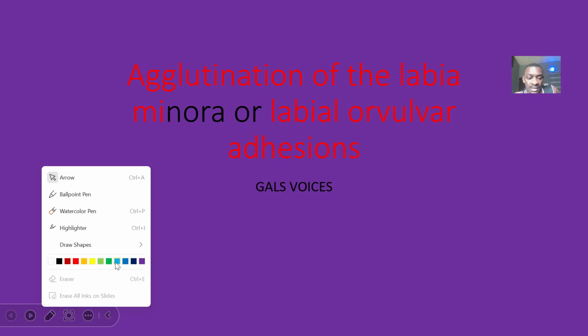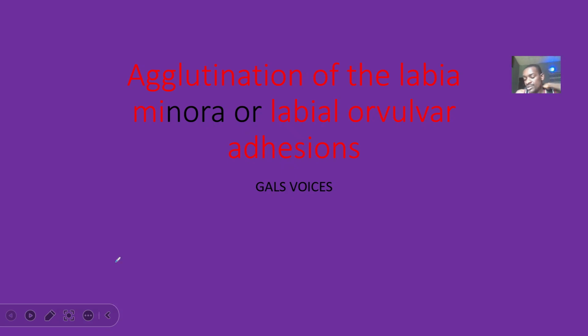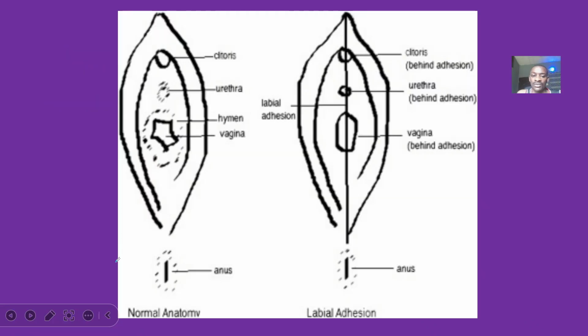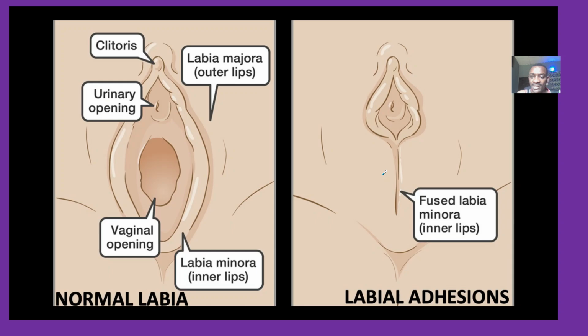Now, for the next issue we'll get to look at as related to developmental abnormalities in the vagina, we'll look at the agglutination of the labia minora, or vulvar adhesions. Okay, labia vulvar adhesions, or agglutination of labia minora. So can you see this? This is a normal anatomy. You see the vagina and all of that. But for the adhesions, the opening is not wide down. Okay, there's a closure down.